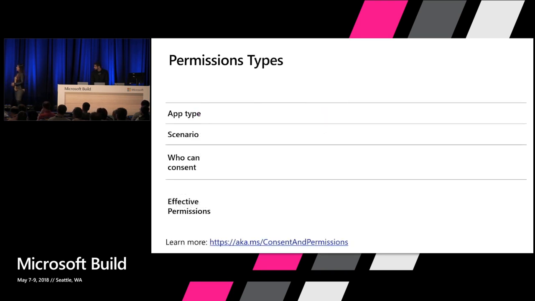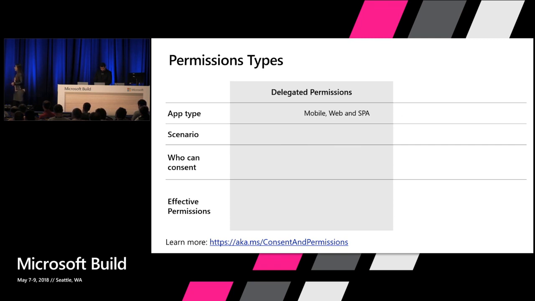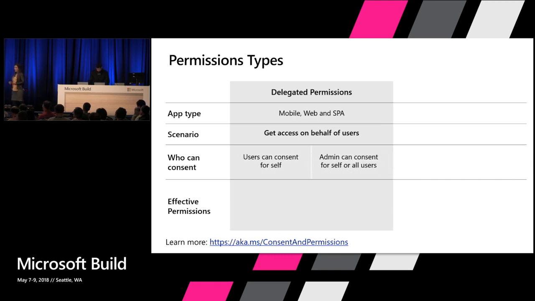Okay, the next thing we're going to talk about is the permissions types. If you want to build an application that is a user interactive application that accesses data on behalf of a user, then you're going to use delegated permission. It works for mobile apps, for web, for SPA, and you get access on behalf of users. Depending on what type of permission you're accessing, then users will be able to consent, or administrators will need to consent on behalf of the organization.